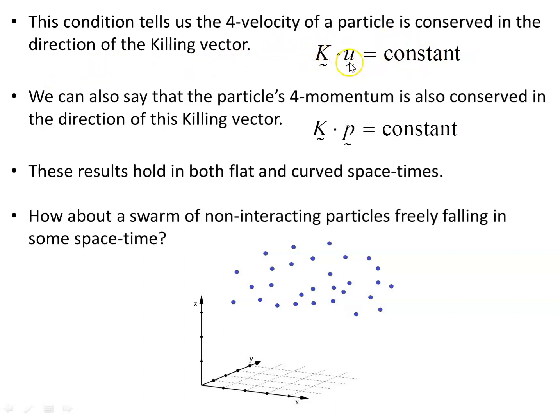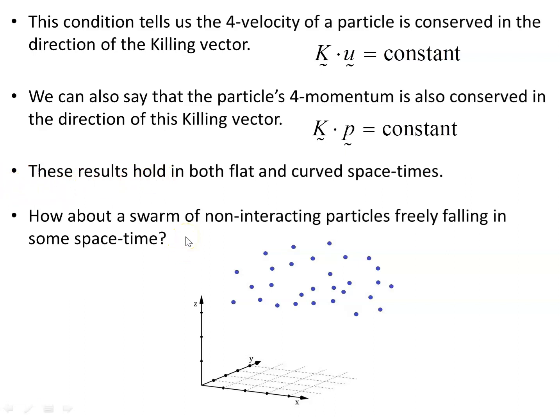But we can build from the four-velocity the four-momentum simply by multiplying by the mass. So we can also say that the particle's four-momentum is also conserved in the direction of this Killing vector, because we're just multiplying by a constant. So constant times a constant is just another constant. Now these results hold in both flat and curved space-times.